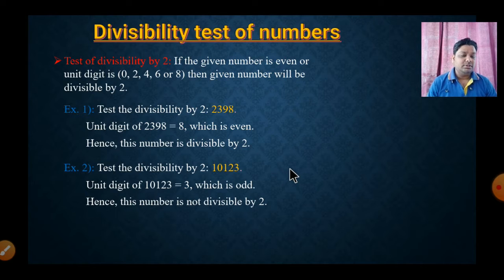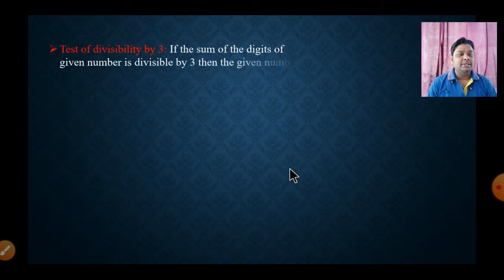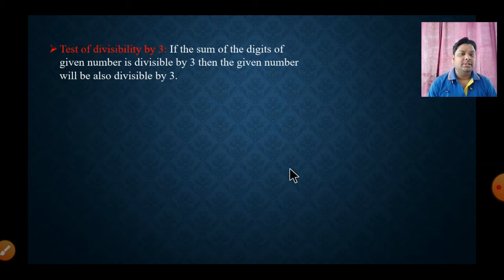Okay, students, so let's check divisibility by another number. So now we will check the test of divisibility by 3, the next number. It is written clearly that if the sum of the digits of the given number is divisible by 3, then the given number will also be divisible by 3.